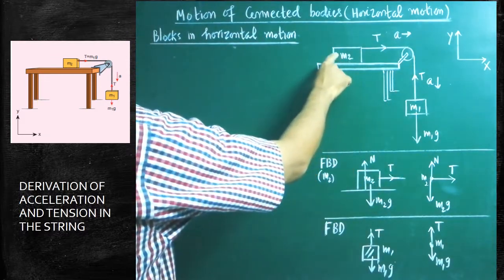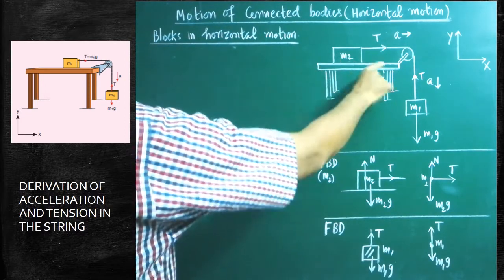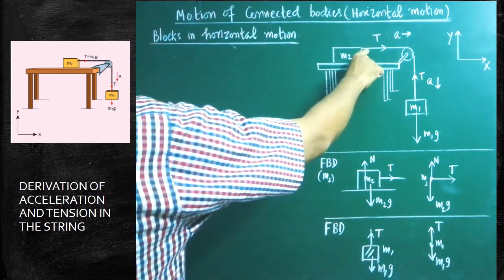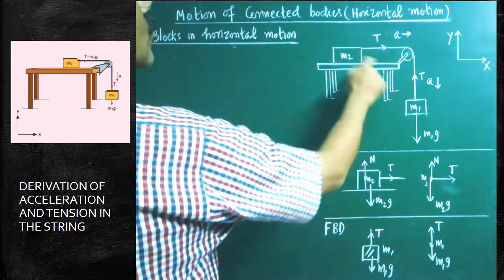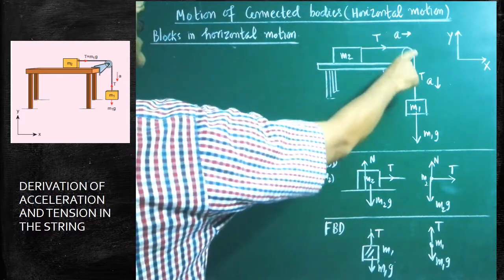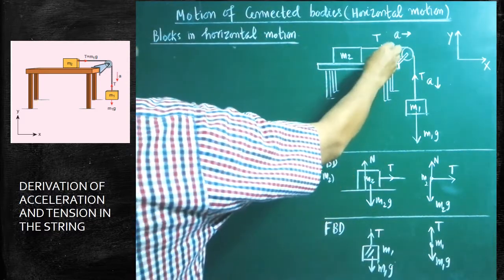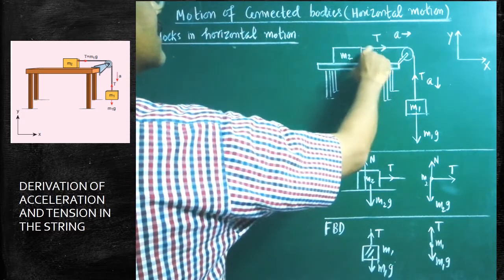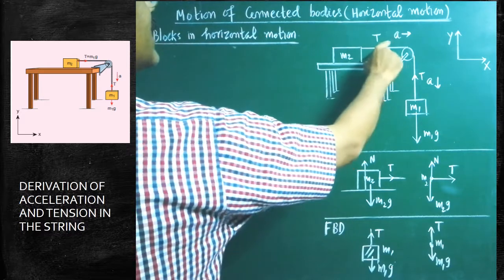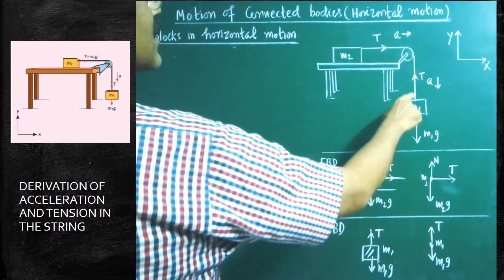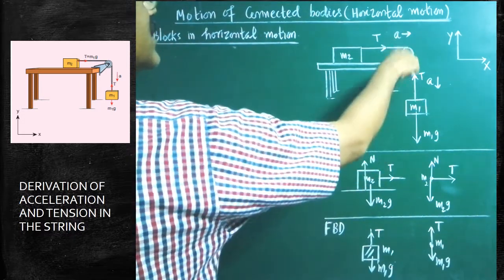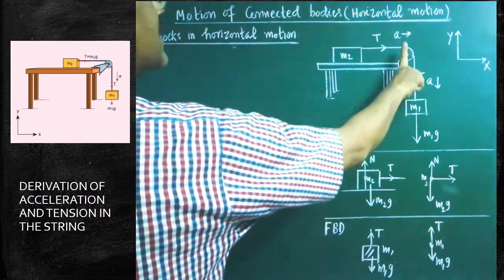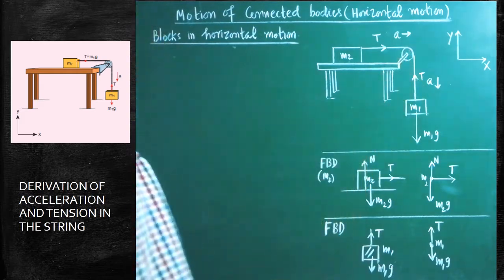Another mass, M2, is simply placed on the table. Here the tension is acting in this direction. Both the masses M1 and M2 are connected by a string. Look at the direction of the tension. On this mass, the tension is acting along the string in this direction, and on the other mass in the opposite direction. This one should be taken as a point of suspension. Always, tension will be acting towards the point of suspension.